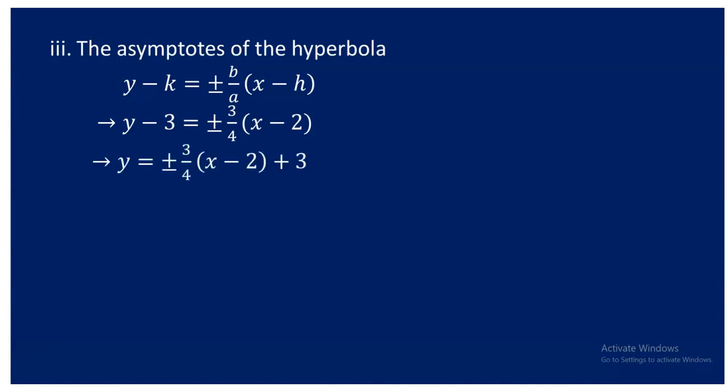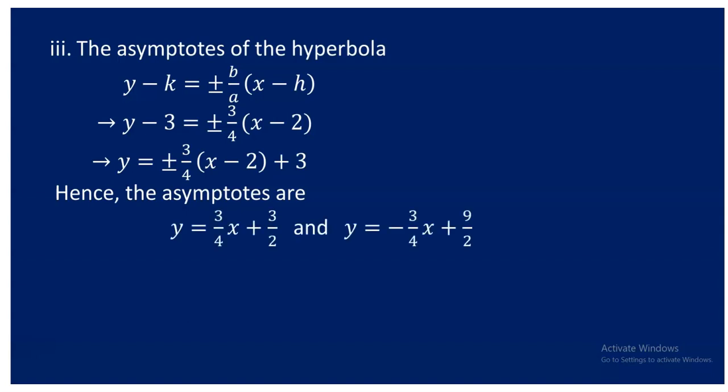So this is further simplified as y is equal to, you can take this minus 3 to the right side, and it turns to be plus 3. So this is going to be plus or minus 3 over 4 (x minus 2) plus 3. So after simplifying this, the asymptotes are going to be y is equal to 3 over 4 x plus 3 over 2, and y equals minus 3 over 4 x plus 9 over 2.